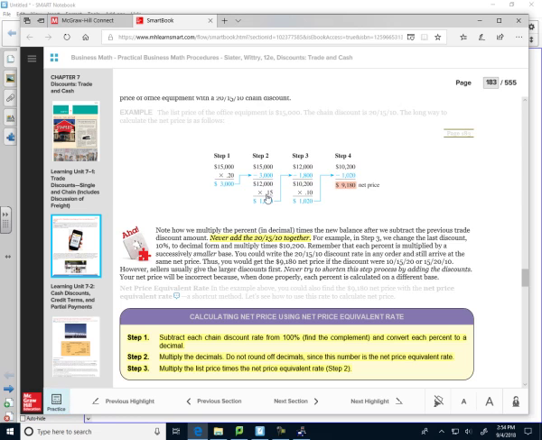Then they applied the second discount. Same process. In this case, a 15% discount on $12,000 is $1,800. They subtracted that from the $12,000 and got $10,200. Then they applied the third discount of 10%, which is $1,020. When you subtract that from $10,200, you get the $9,180.